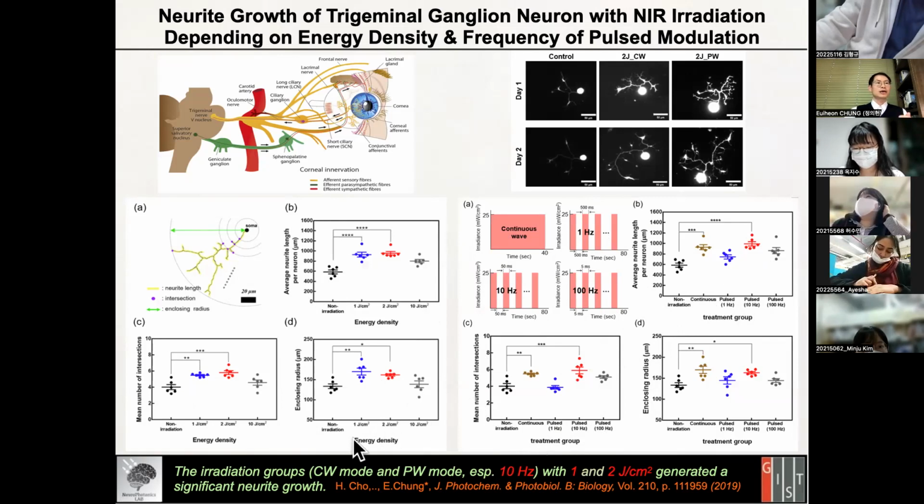At the same time, a higher energy density is not always better when you increase it. In fact, there's an optimal energy density. When you are giving too much, it actually has a detrimental effect. So we found that 1 and 2 joule per square centimeter generated the best neurite growth. So this is another example of the power of near-infrared light for neuronal growth. However, this was tested in vitro. So we may wonder whether it also happens in the more complicated in vivo case.